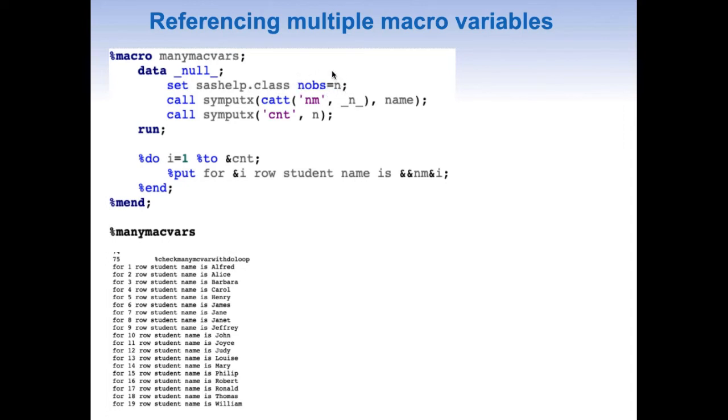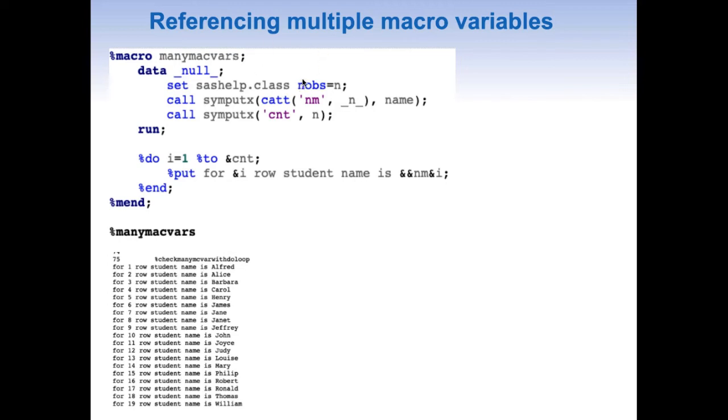What this NOBS equals N does is it will create a temporary variable n and it will have the value of number of observations in sashelp.class. Again, NOBS is a little bit complicated topic. It is not as straightforward as what I'm trying to say. But for now, for this topic, this is good enough.